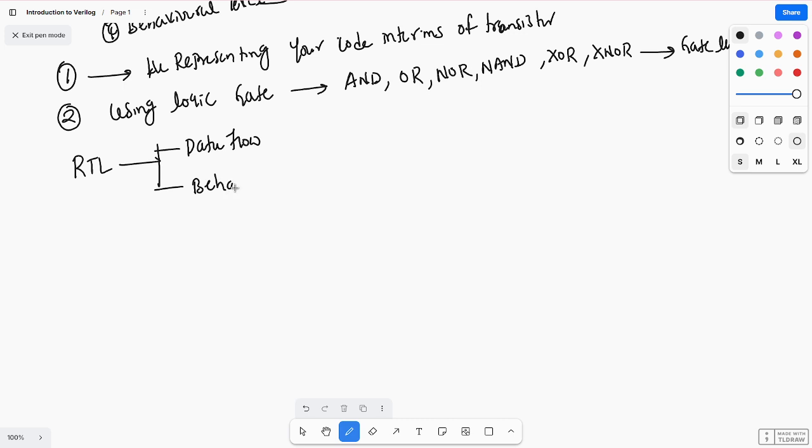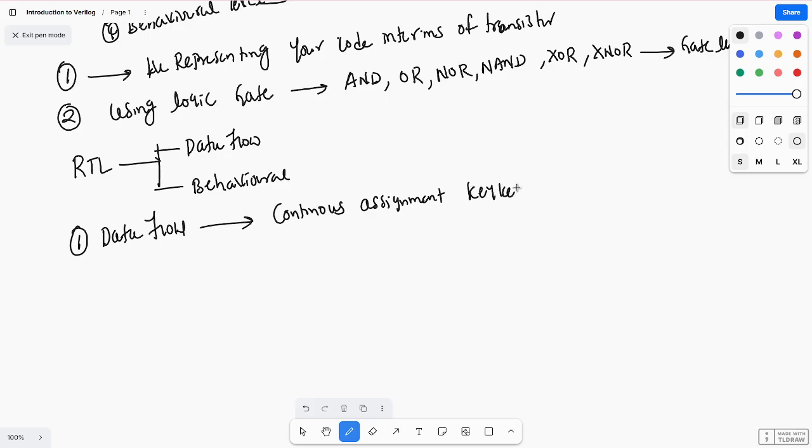First we will see data flow modeling. Data flow modeling means we need to use the continuous assignment keyword. The keyword you are using is assign. You need to use a keyword called assign, if we represent in terms of expressions.